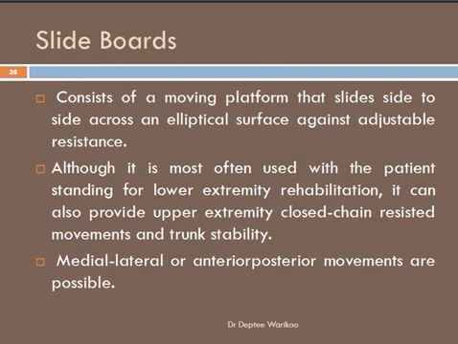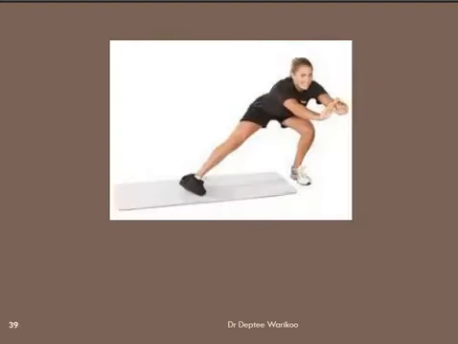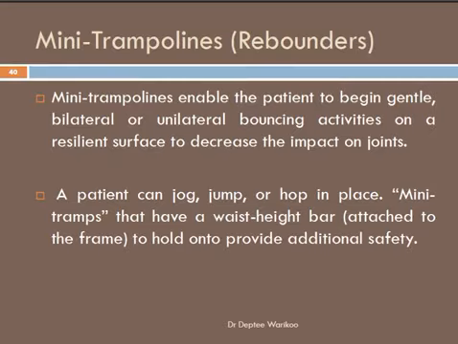Then there are slide boards. These consist of a moving platform that slides side to side across an elliptical surface against adjustable resistance. Although it is most often used with the patient standing for lower extremity rehabilitation, it could sometimes be used for upper extremity closed chain exercises or trunk stability also. Medial, lateral or anterior posterior movements are mainly possible here. You could see these are the slides. We could use these slide boards for strengthening.